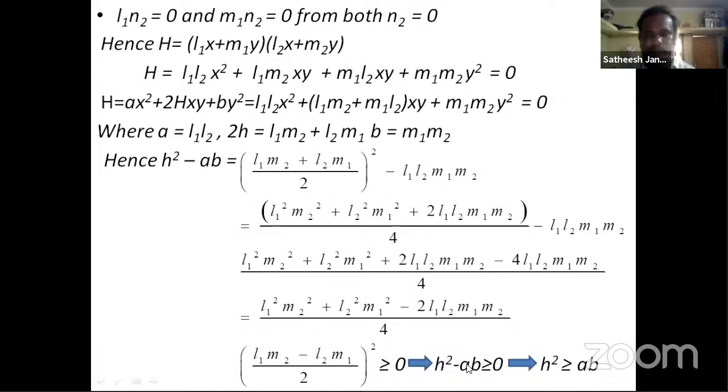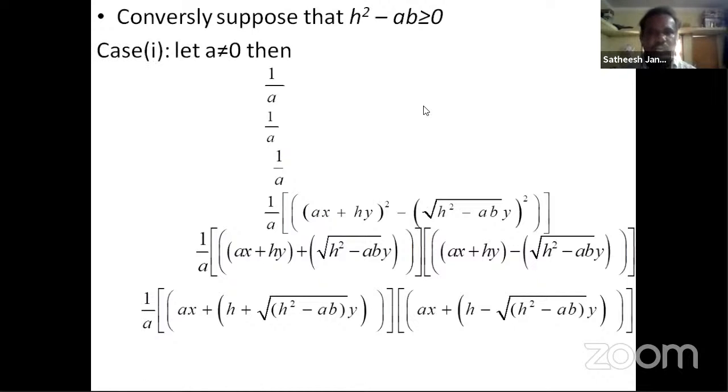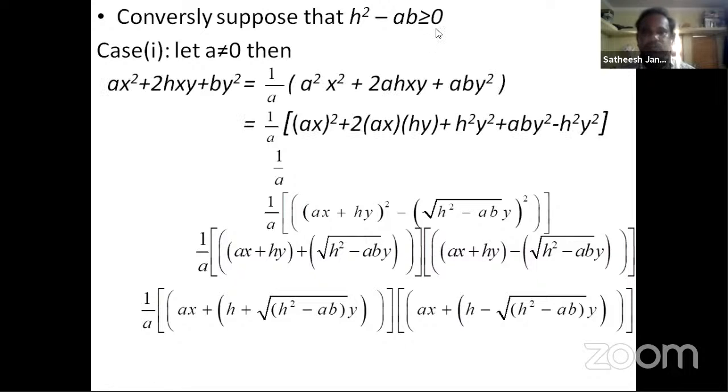Taking ab to the right side of the equation, we get h square is greater than or equal to ab. That means the equation equal to 0 represents a pair of straight lines. Then we get the condition h square is greater than or equal to ab. Now consider the converse: suppose that h square minus ab is greater than or equal to 0. Now we have to prove that the equation equal to 0 is a product of two lines.